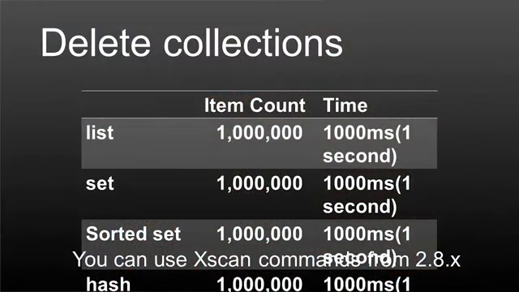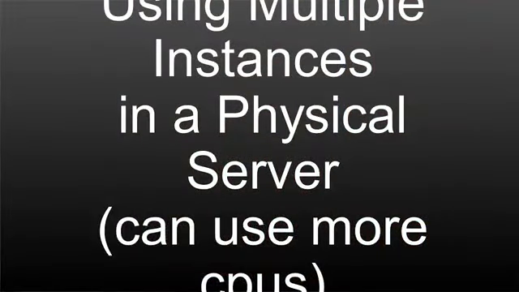Deleting a collection is also like this, but these days, from 2.8, Redis supports SCAN commands. So you can easily avoid this kind of problem. So what is better?